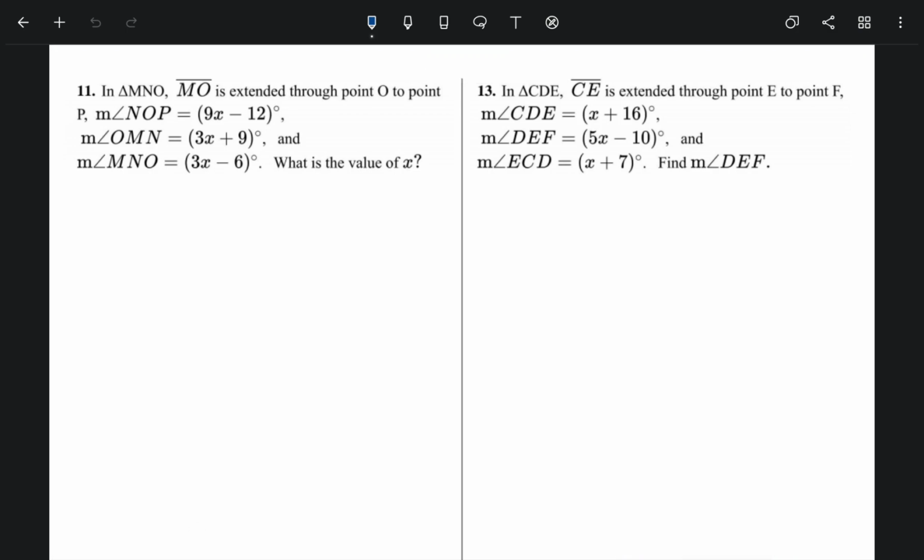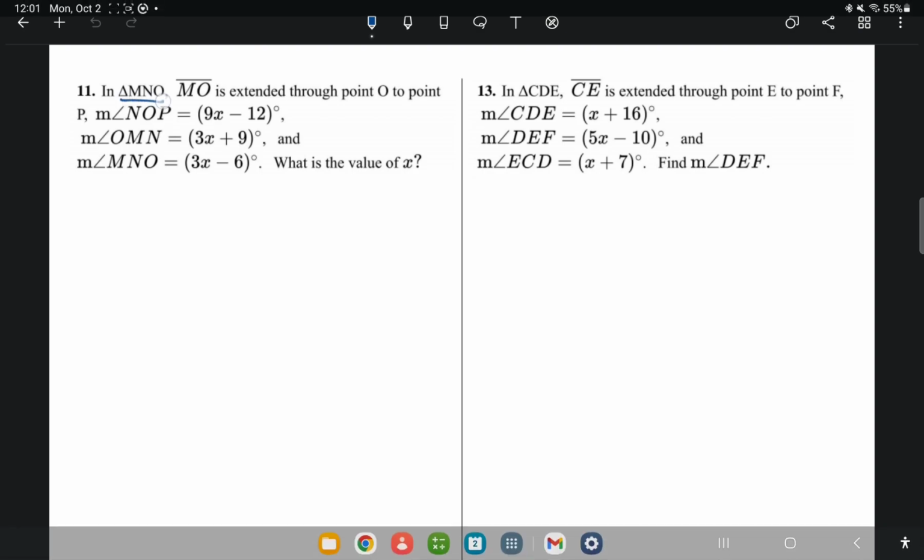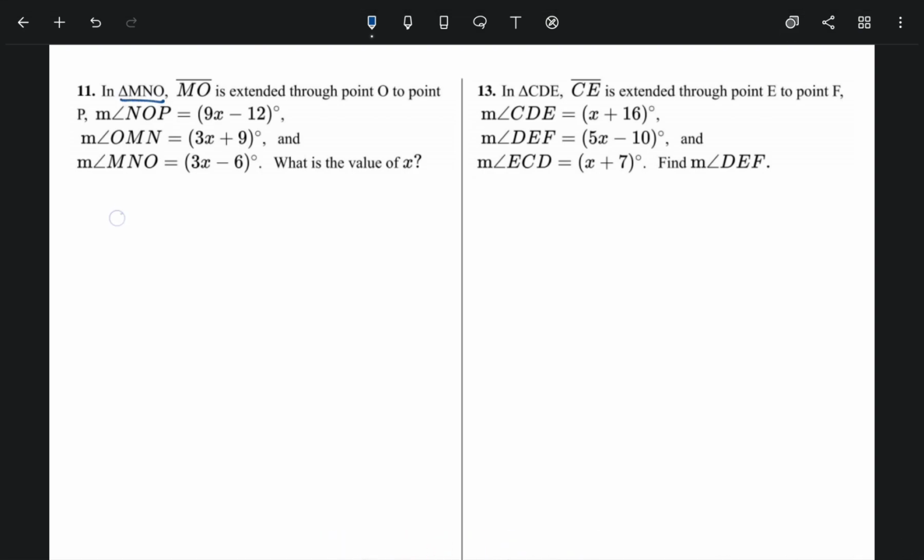So number 11, we are given that in triangle MNO, so we're going to draw that out. The line MO is extended through point O to point P out here. So we're going to extend this line here.